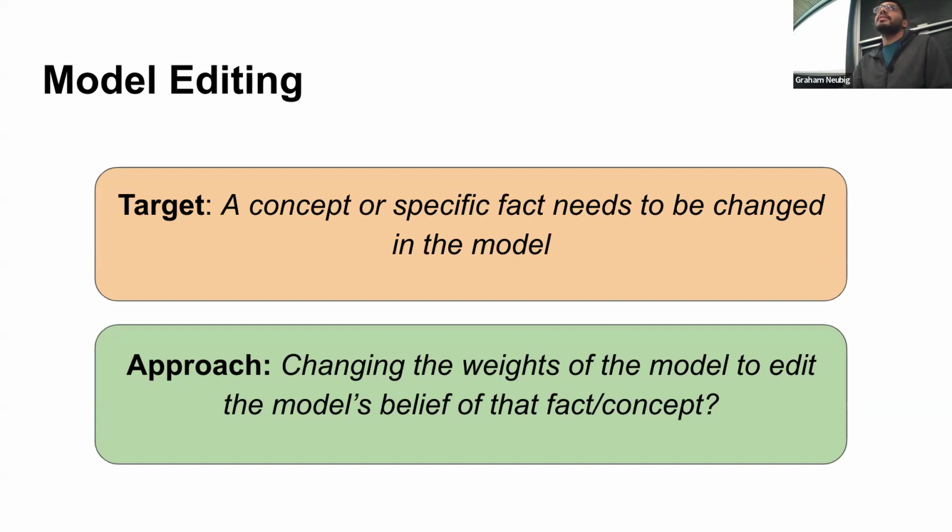So for example, let's say you're trying to say that Graham is no longer a professor at CMU, but is a professor at Stanford. You don't want every single person at CMU to now be affiliated with Stanford, right? Graham, please don't go to Stanford.